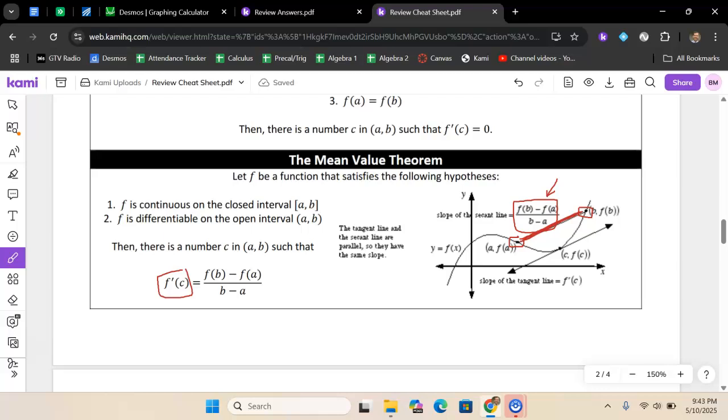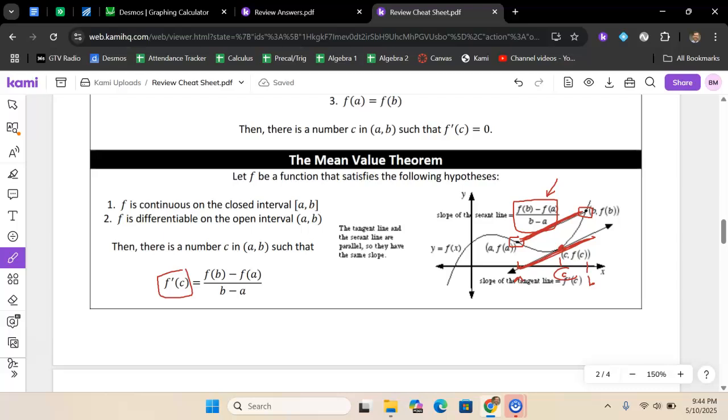The mean value theorem says that there's some x value between a and b. So here's a, here's b. There's some x value in between where f prime of c, so f prime of that number, is the slope of the tangent line at that value. Derivatives are the slope of the tangent lines at that specific point.